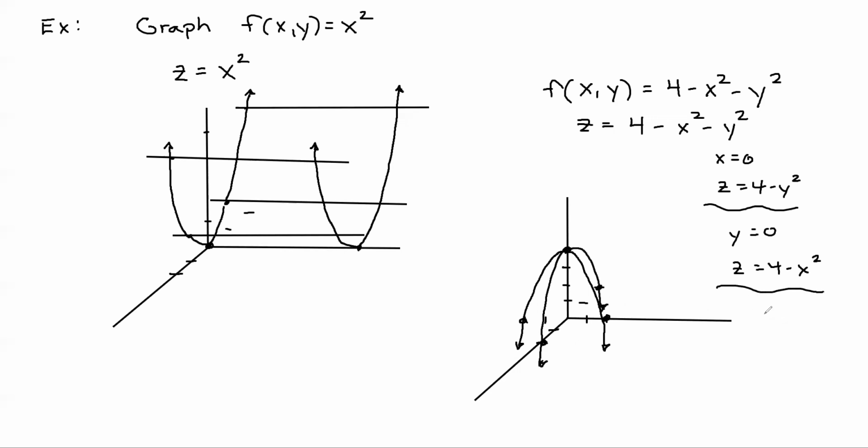And then finally, you could go through and you could plug in z equals 0, right? And then you'll get 0 equals 4 minus x squared minus y squared, which is x squared plus y squared equals 4. And we've already got the 4 points there. You just need to put the circle in that connects them. And there you go. That's your sketch of the function.